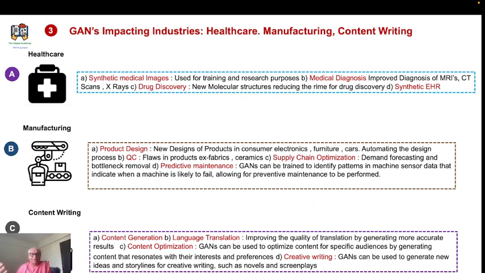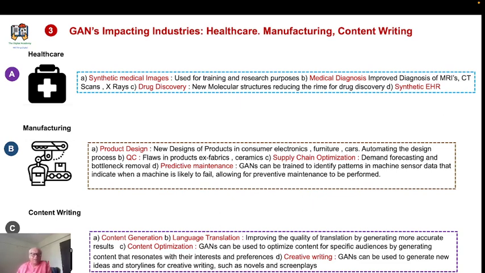With that, there is improved medical diagnosis with MRI, CT scans, and X-rays. The drug discovery cycle can be reduced by automating parts of the molecular design, and similarly, synthetic electronic health records can be scaled out to help doctors design new medical protocols. So that has a very significant impact on healthcare.